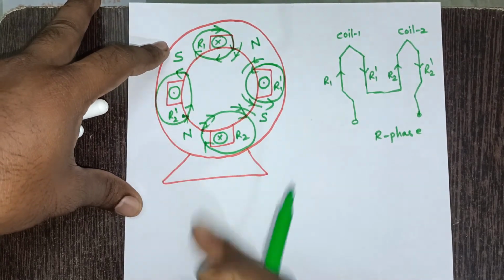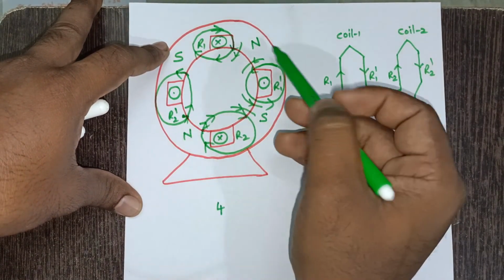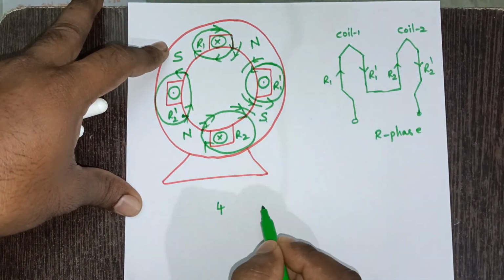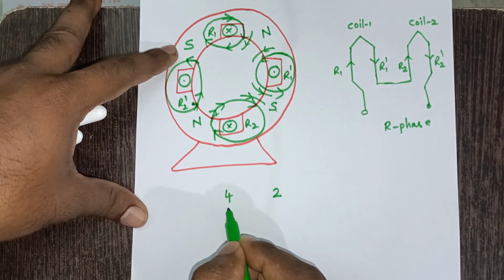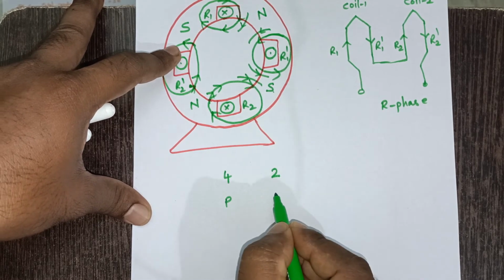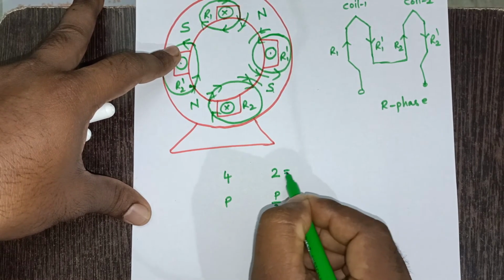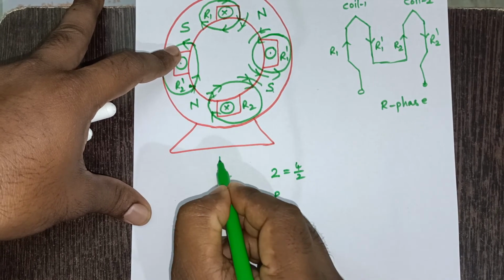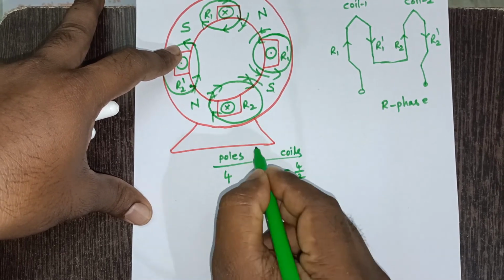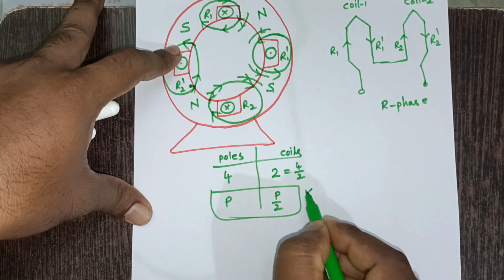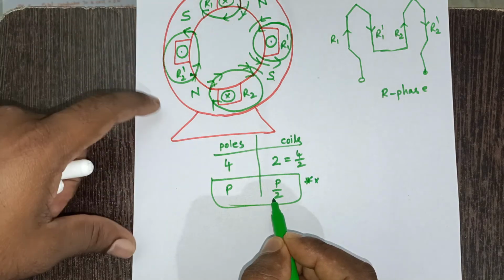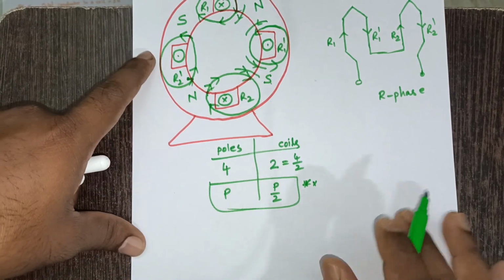So how many poles have we created here? 4 poles we have created, north, south, 4 poles. And how many coils did we use here? 2 coils. Again, if I write this in generalized form, it will be like this. Poles are P and coils are P by 2, which equals 4 by 2. This is poles and this is coils. So this is the generalized expression. If you want to design a machine with P poles, we need to use P by 2 coils.